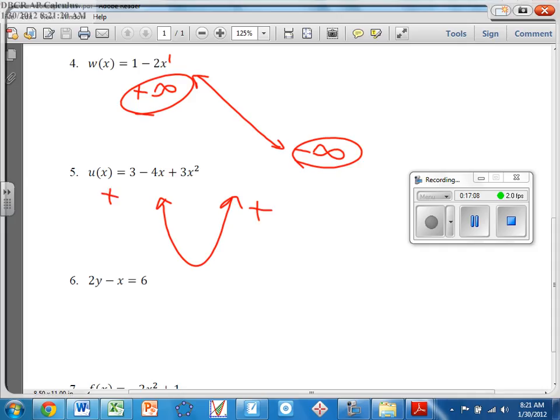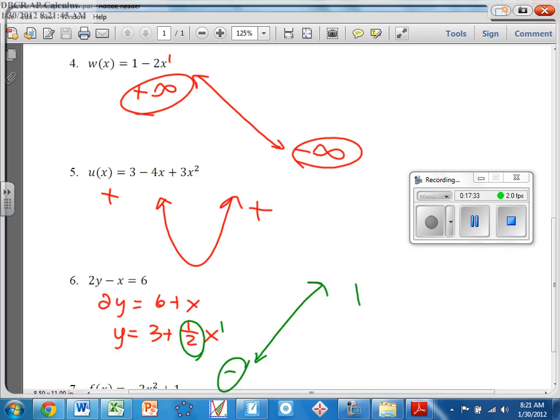Next one. Many people got stuck with this. It's a line. Just solve for y, please. So solving for y, I get 2y equals 6 plus x. I divide by 2. I get y equals 3 plus 1/2 x. Look at the leading coefficient. It's 1/2. Here's your leading coefficient. The power is 1. So it's a line and it's positive. So I got negative on this side and positive on this side. Again, it's a line and it's positive. The 1/2 is the leading coefficient.